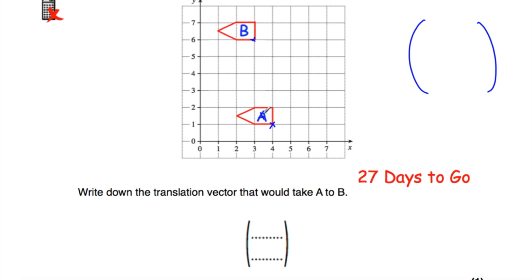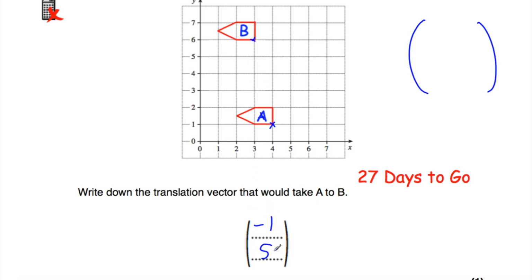So that means that shape A has been moved 1 square to the left and 5 squares up. So 1 to the left would be -1 on the top of the column vector, and then 5 squares up, so that'll be 5. So the translation vector that would take A to B would be -1, 5.